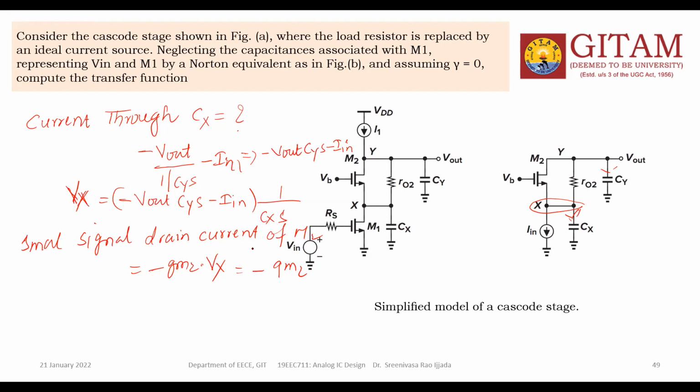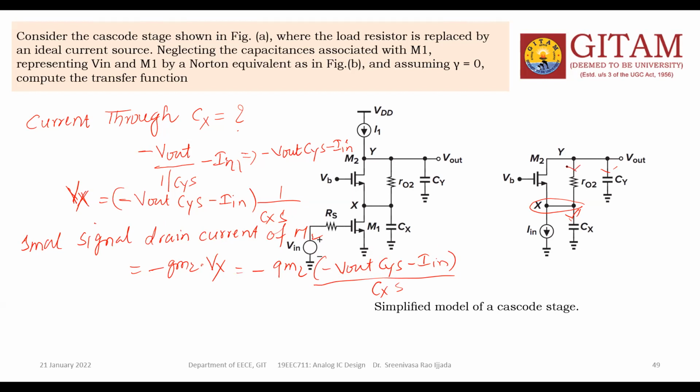What is the Vx value? Vx value is here, so minus Vout into Cys minus Iin by Cxs. Yeah, this is the small signal current to the M2. Now I want to find the current to the R02.